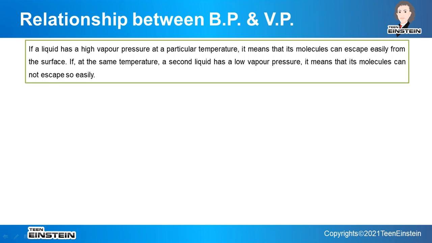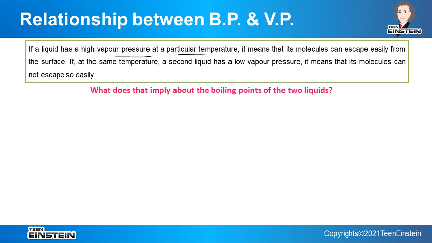So if a liquid has high vapor pressure, that means at a particular temperature its molecules can easily escape from the surface, because with high vapor pressure it is very volatile. And if at the same temperature the second liquid, suppose B, has low vapor pressure, it means the molecules cannot escape so easily. So the higher the vapor pressure, the more easily the corresponding component can move from the liquid to the vapor phase. That is the main point.